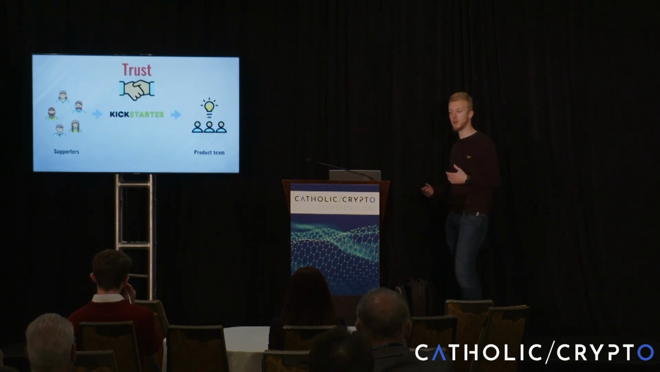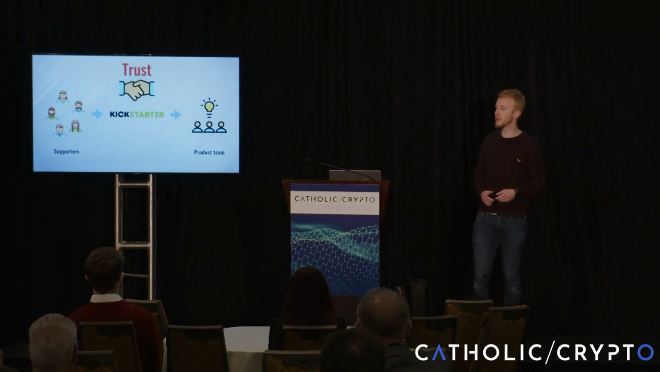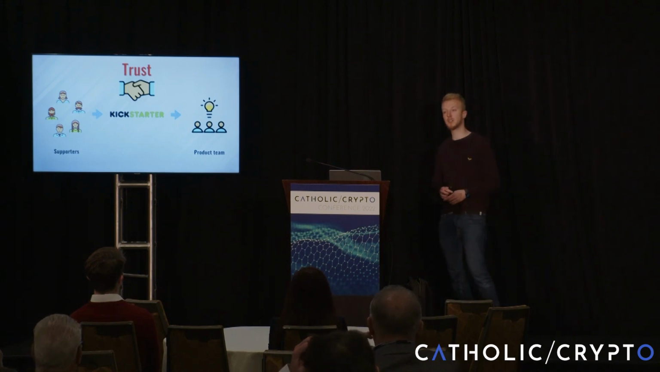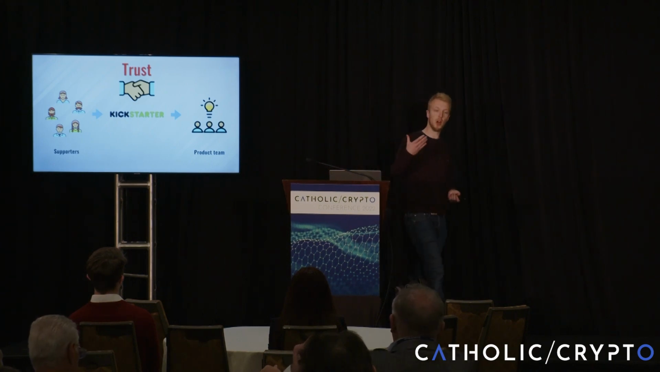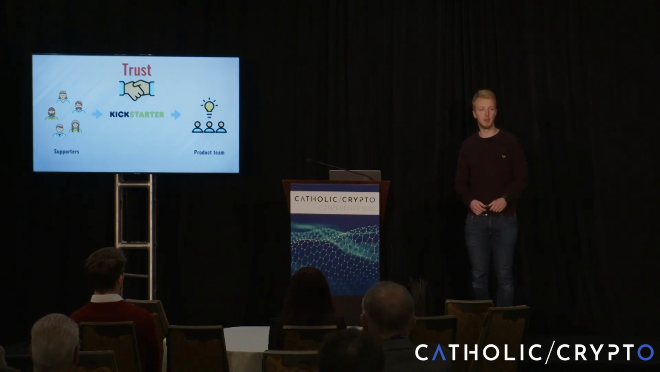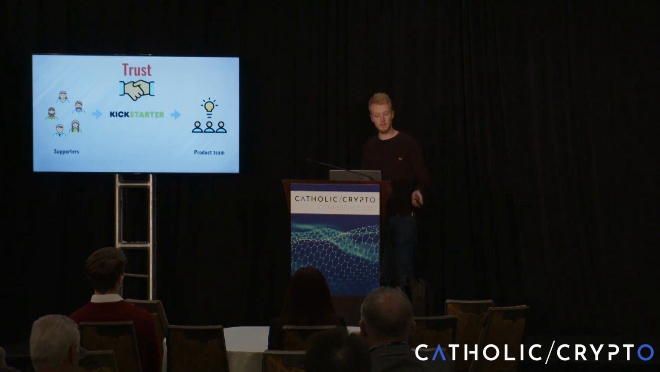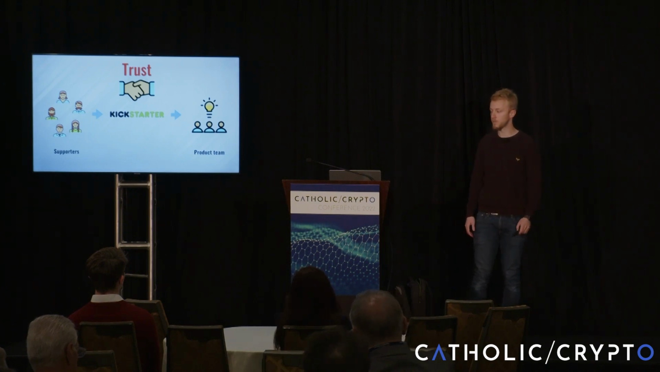Now, in this system, there are really three parties involved. There are the supporters on one end, there's a product team on the other, and there's Kickstarter in the middle. And both parties have to trust Kickstarter to do the right thing. So a supporter trusts that if the project gets successfully funded, Kickstarter will give the money to the product team. They also trust that if there's something wrong with the project and it fails, they get a refund. And the product team likewise trusts Kickstarter that if everything goes well, they will get their money.